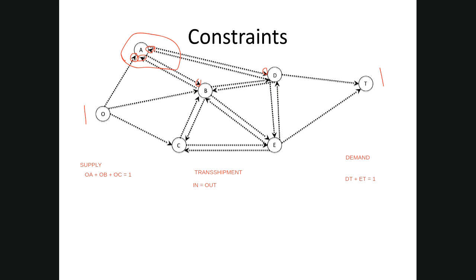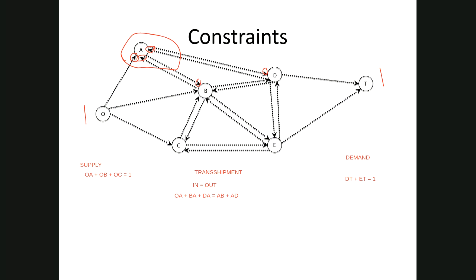That's what's going in. Now that equals what's going out, where we're going from A to B, and the only other one is we're going from A to D. That's our balance constraint at location A.